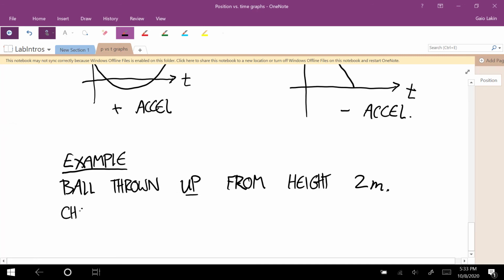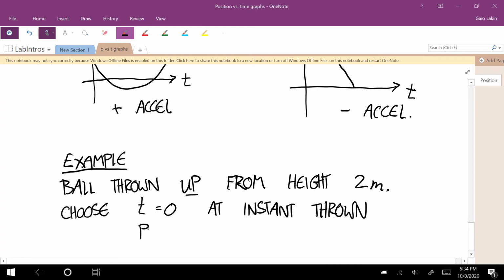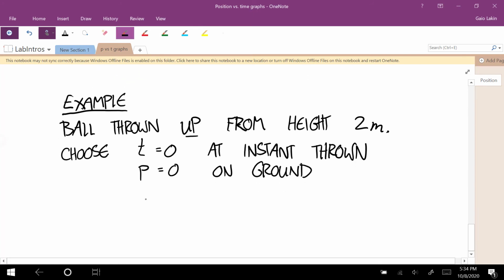And let's say that we're going to choose time equals 0 at the instant the ball is thrown. We'll choose our position equals 0 to be on the ground. And we'll choose the positive direction to be up.